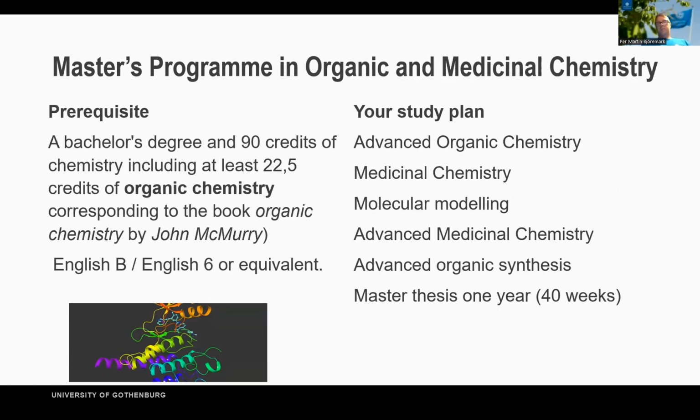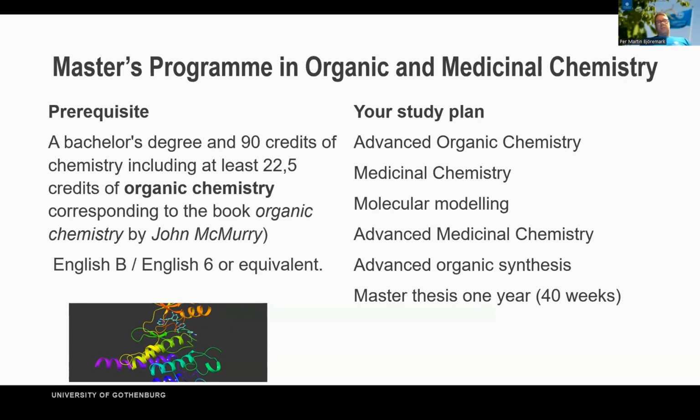The third program I want to present for you today is the master's program in organic and medicinal chemistry. The prerequisite for this program is a bachelor's degree, which must contain 90 credits of chemistry. And of those 90, at least 22.5 credits need to be organic chemistry. That corresponds to the book Organic Chemistry by John McMurry, or at least 3 or 4 courses if you don't have the ECTS credit system. I usually go through all the applications, and we also have interviews that make sure that you fulfill this organic chemistry prerequisite.